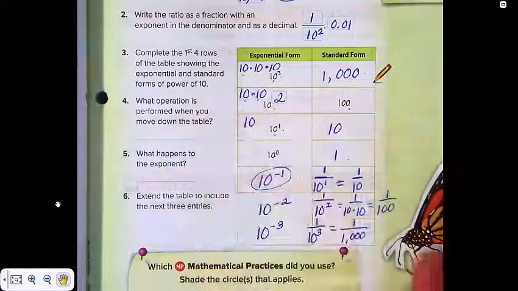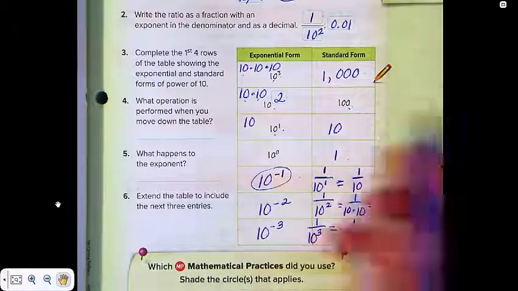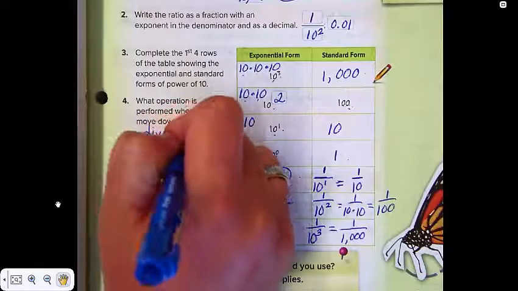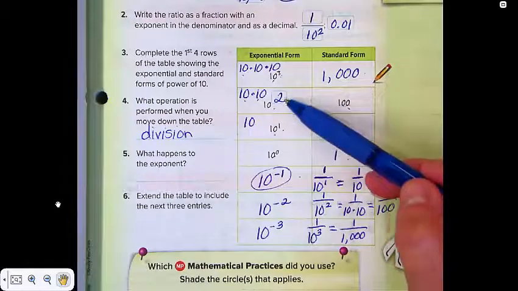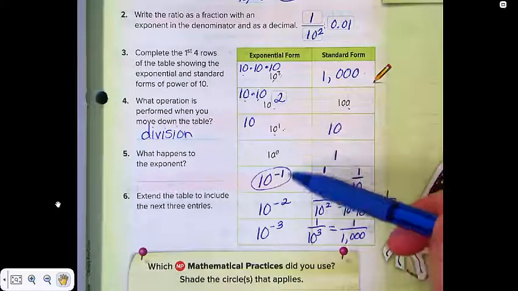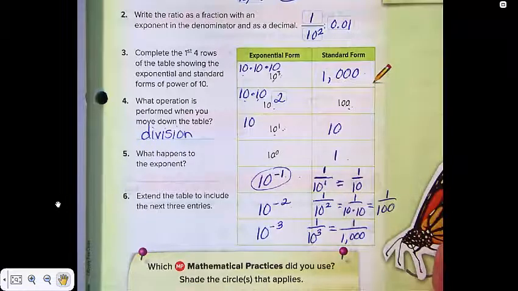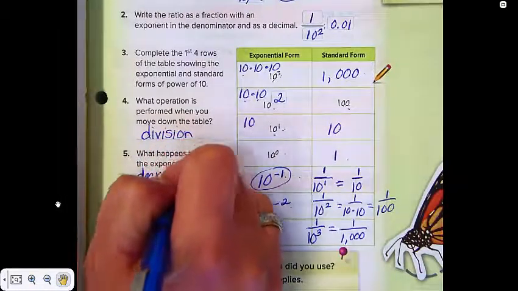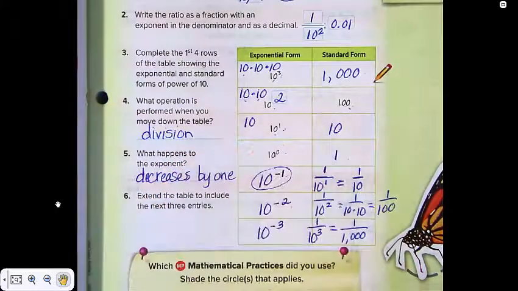What operation was performed when I moved in the table? Well, obviously, from here to here, I started doing division. And what happens to the exponent? Well, I went from 3 to 2, 1, 0, -1, -2, -3. Hopefully you know that it decreases by 1 each time. Okay?